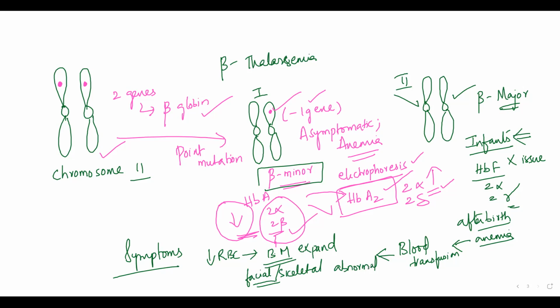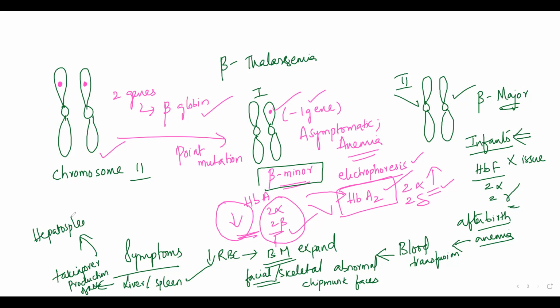Abnormal. This is very important, and they develop the chipmunk faces because of the abnormality. And remember, since the bone marrow is failing and expanding, your liver and your spleen are going to take over the production of RBCs. So now they are taking over production of RBCs, so they are going to swell, and that is going to lead to hepatosplenomegaly, which is swelling of these organs.